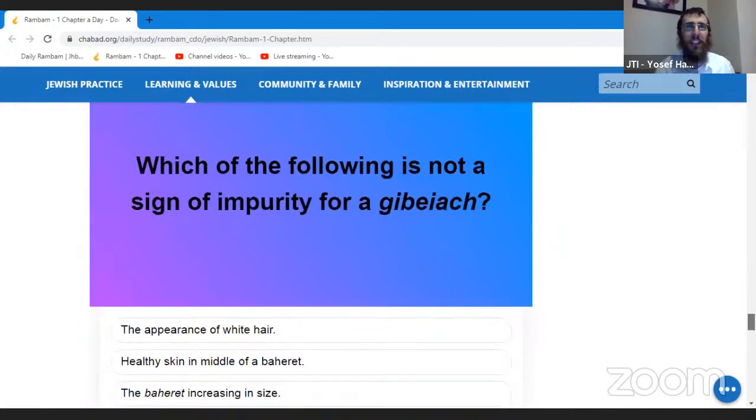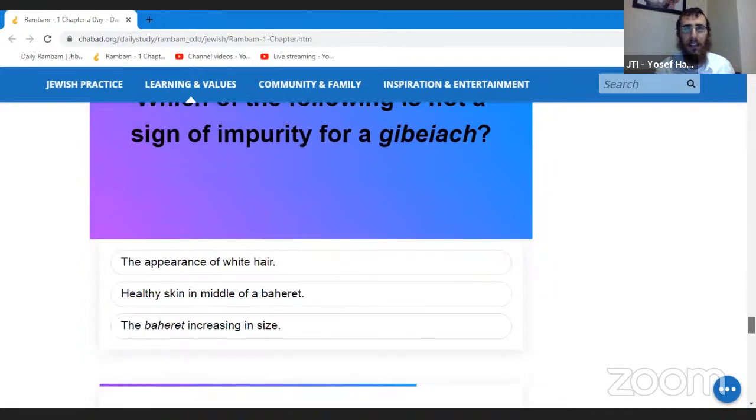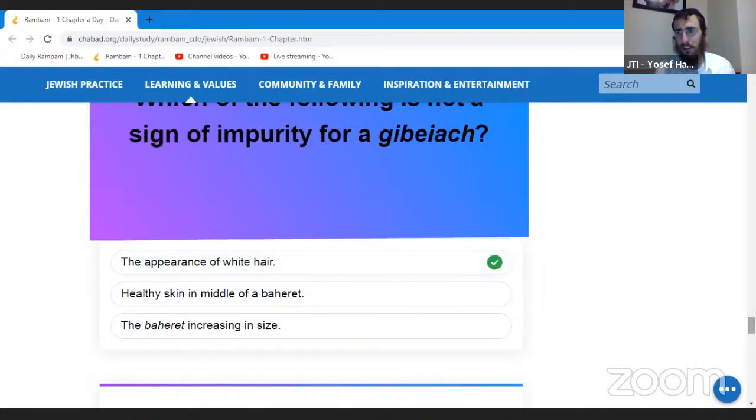Which of the following is not a sign of impurity for a gibachas, which is a bald front half of his head? The appearance of a white hair, healthy skin in the middle of a baheres, or the baheres increasing in size. Which is not a sign of impurity? White hair. Correct.